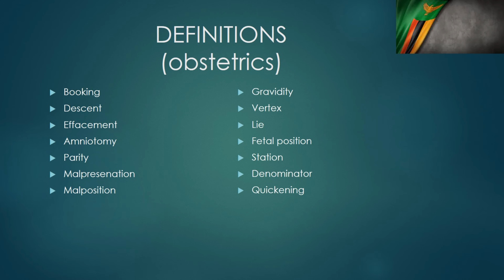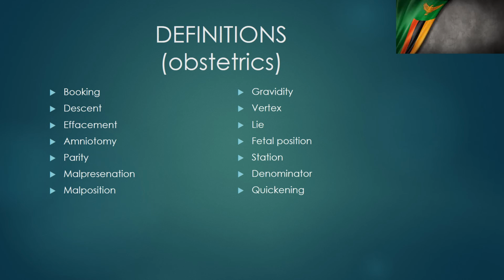A malpresentation is a presentation other than the vertex presentation. So when the vertex is presenting, what is presenting is the suboccipitobregmatic diameter. So any presentation other than the vertex would be called a malpresentation. A face presentation is a malpresentation, a brow presentation is a malpresentation, a sinciput presentation would be a malpresentation.